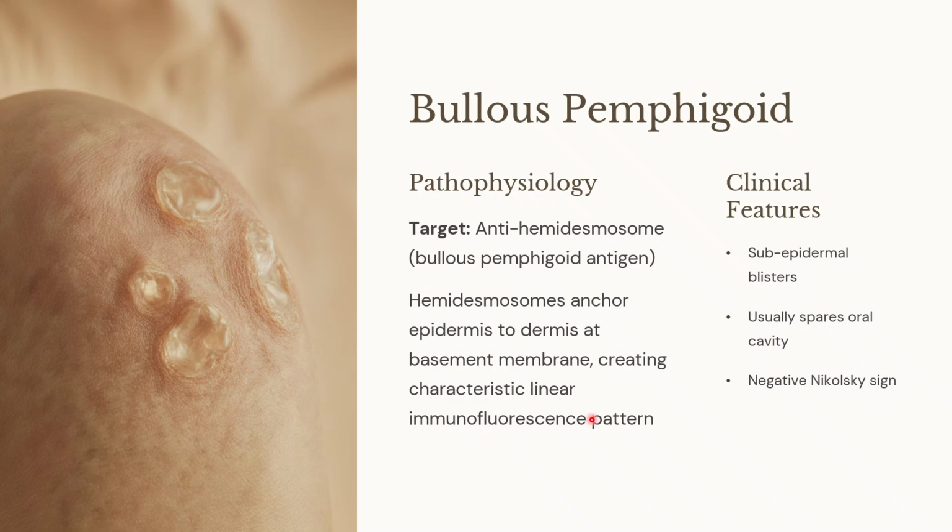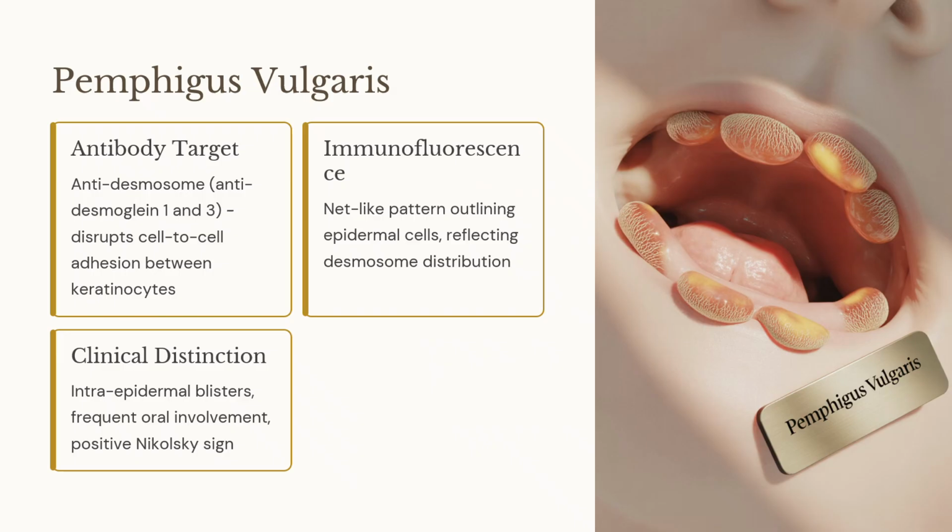This will create the characteristic linear immunofluorescence. So clinically, it will result in subepidermal blisters. It will usually spare the oral cavity, and there is a negative Nikolsky sign. Nikolsky sign is when a shear stress is applied on the skin, it will give way because of the antibodies present. But over here, the antibody targets the hemidesmosomes which lie deep. So therefore, there is a negative Nikolsky sign.